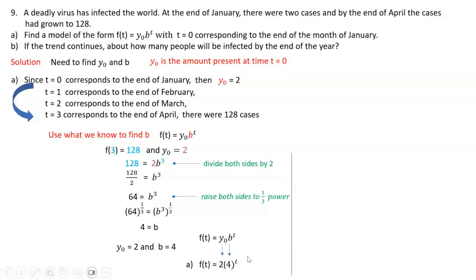Now for part B, in the year from January to December, it's going to be 11 months. So that's why we do it this way, where t equals 1 corresponds to the end of February and so forth. At the end of December, it's going to be 11. So now we evaluate f of 11, which means I'm going to plug in 11 for the t's.